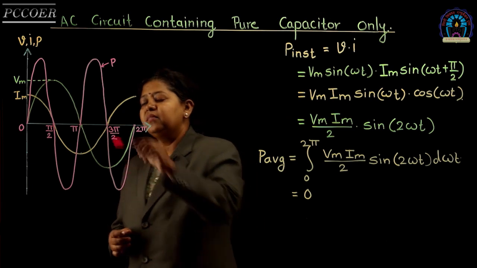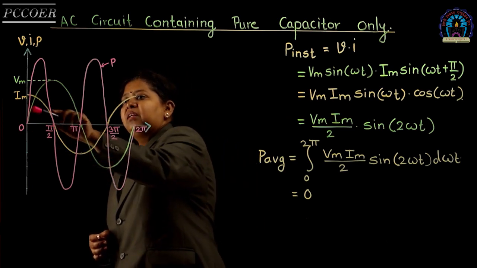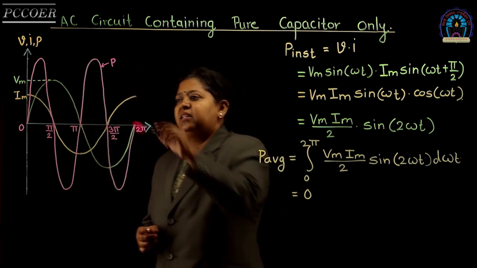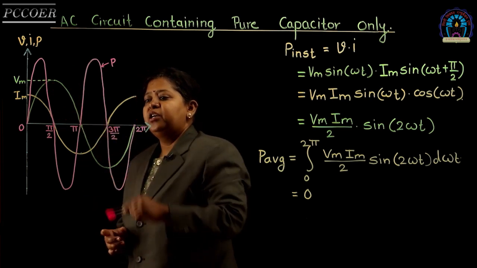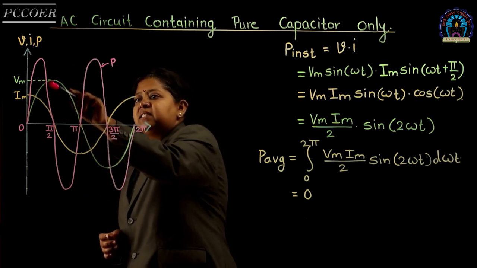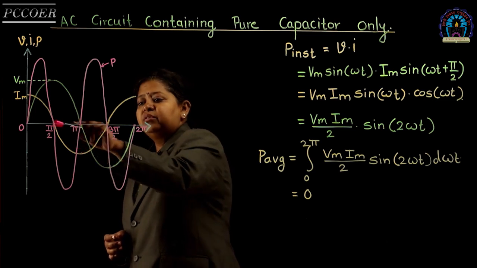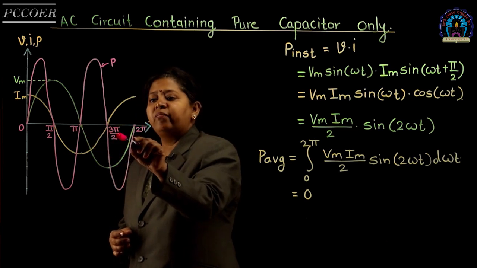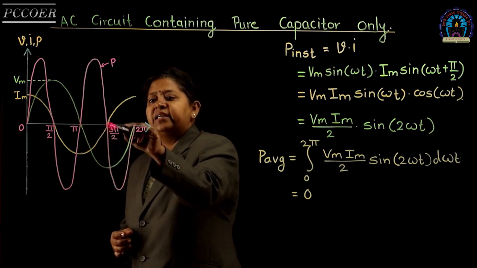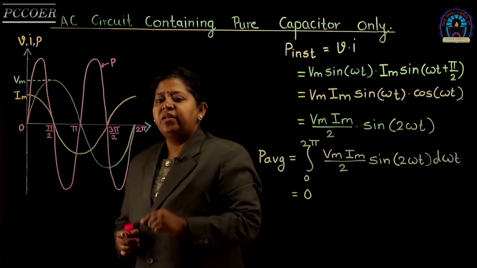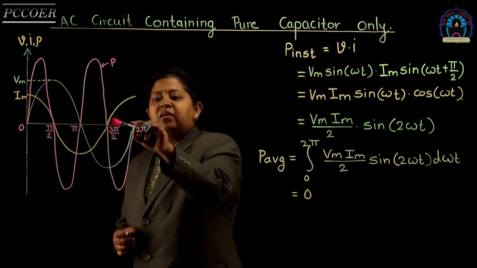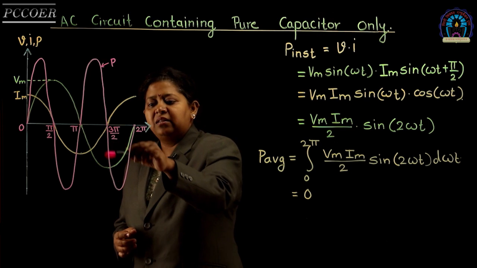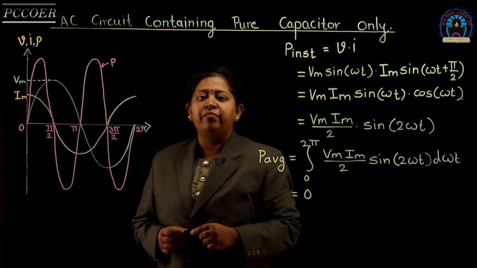Between 0 to pi by 2, voltage and current both are positive. Because of this, the product, that is power, is going to be positive. Between pi by 2 to pi, voltage is positive but current is negative. So the instantaneous power is going to be negative. Again between pi to 3 pi by 2, voltage and current both are negative, so the product is going to be positive. Between 3 pi by 2 to 2 pi, voltage is negative and current is positive. So again the product, that is instantaneous power, is going to be negative.